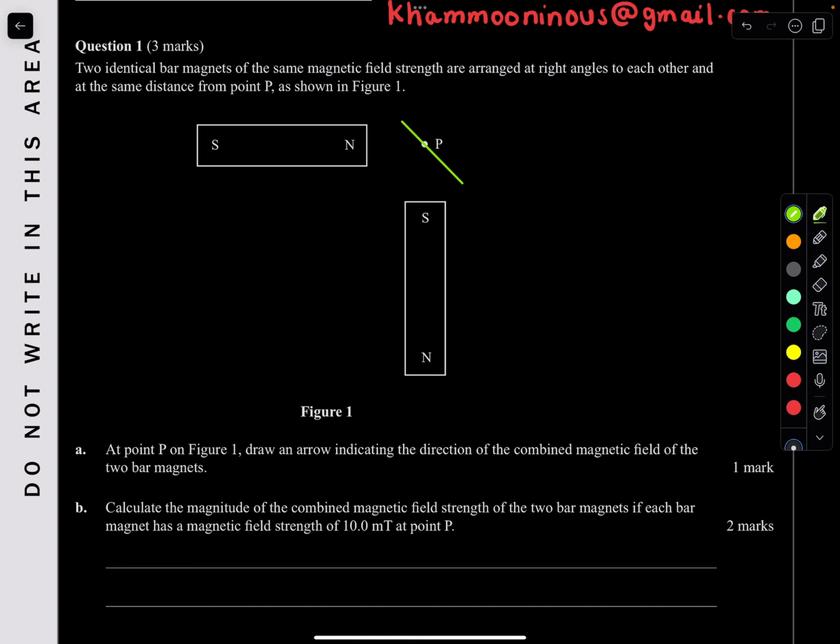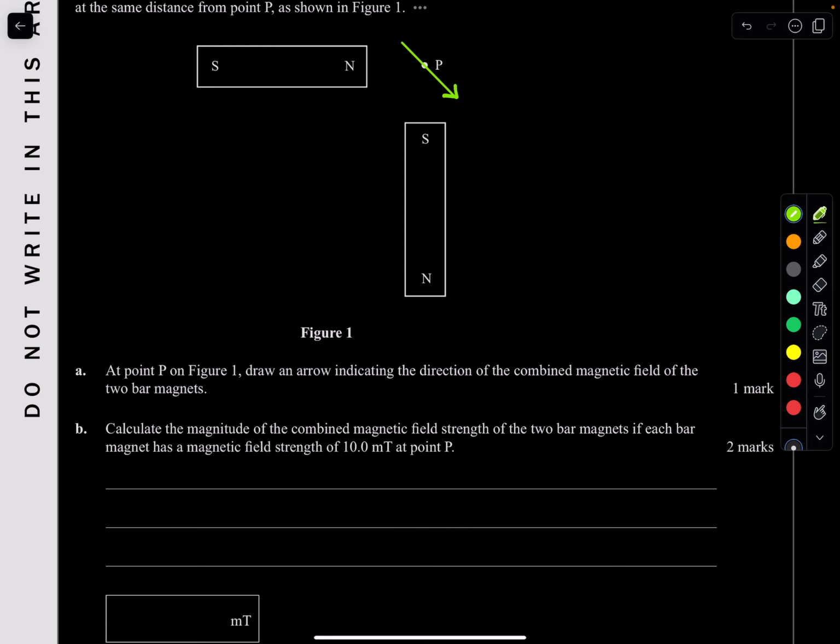Let's just draw a nice arrow that passes through like this. Beautiful. B, calculate the magnitude of the combined magnetic field strength of the two bar magnets if each bar magnet has a magnetic field strength of this at point P.